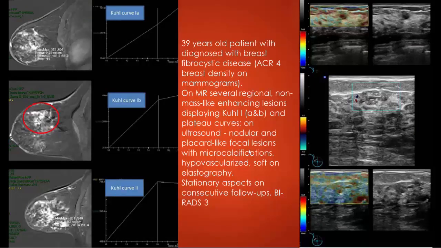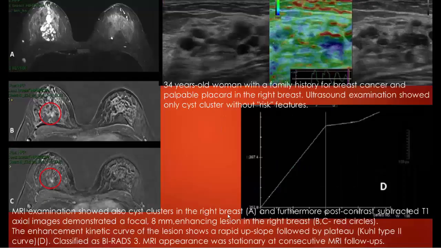This is patient present with breast fibrocystic change on ECR mammography. MR shows several regional enhancing lesions displaying plateau curve. Ultrasound show nodular and plaque-like focal lesion with microcalcification, hypovascularized, soft in elastography, stationary in delayed follow-up, scored by BI-RADS 3, fibrocystic disease.